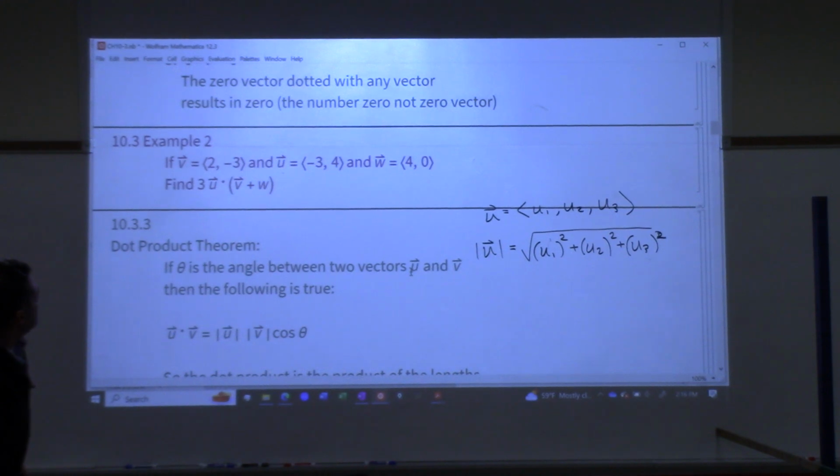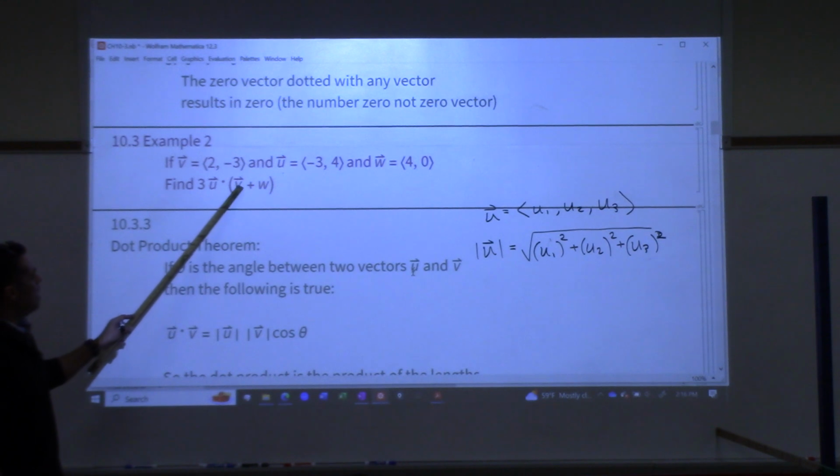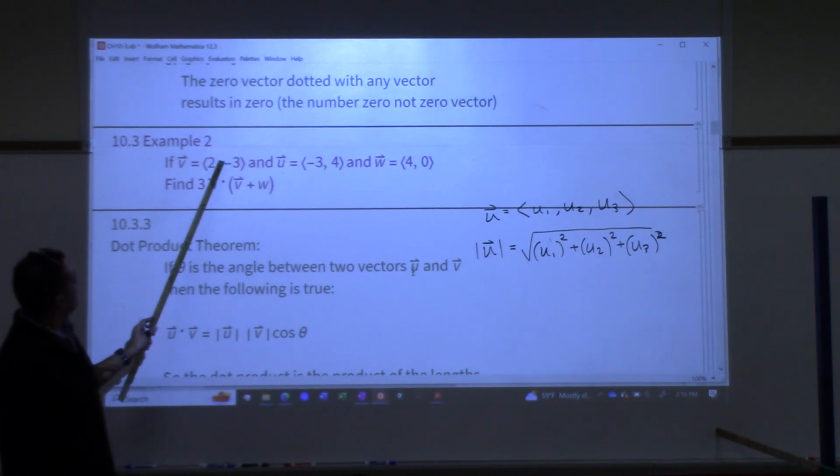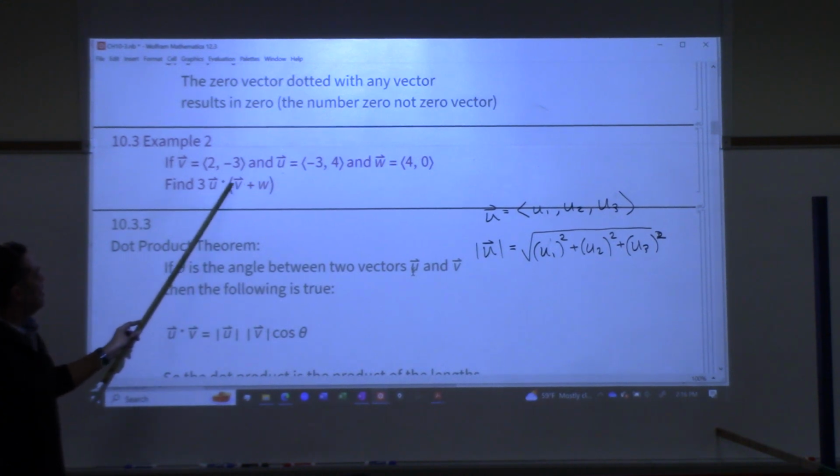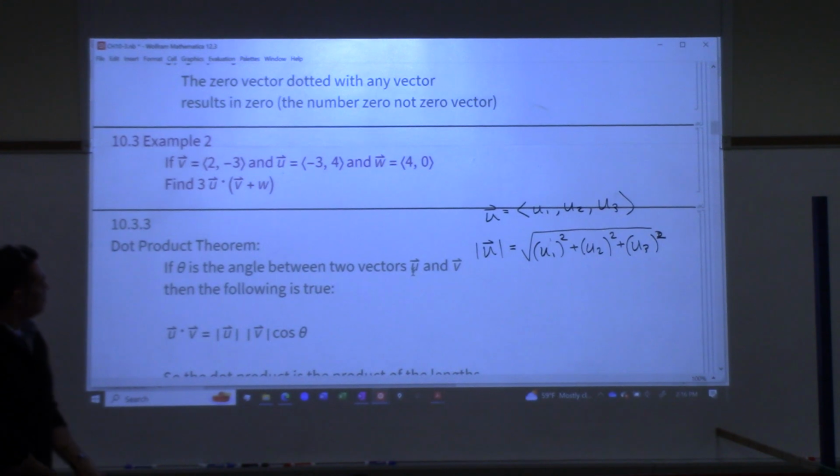I think I'm going to skip example 2 because all you have to do on your own is find v plus w. So add v and w together, get a new vector, dot it together with u, and then multiply the whole thing, or scale it, by 3. I'm going to leave that. I want to get on to the theorem.